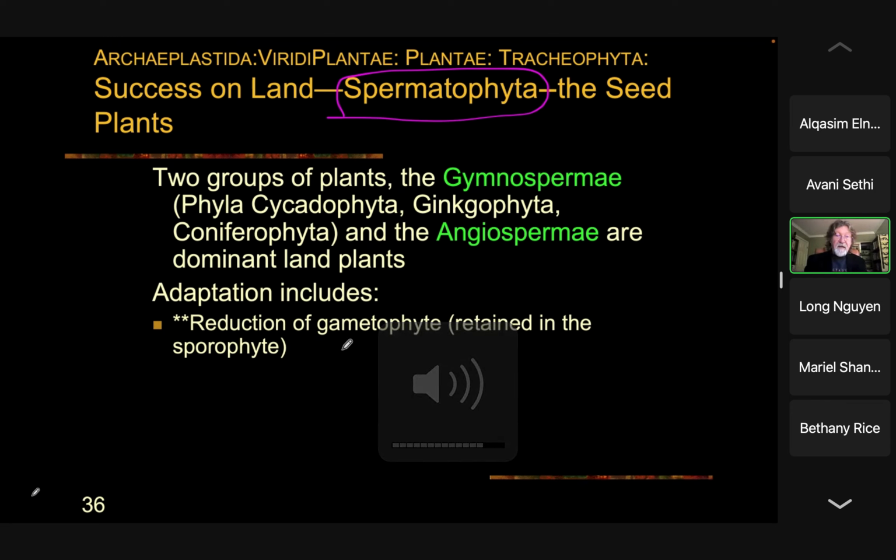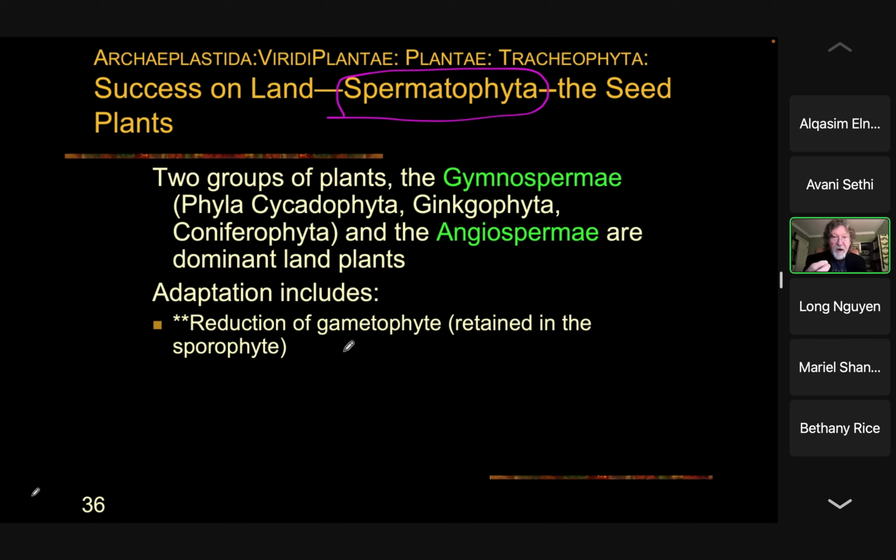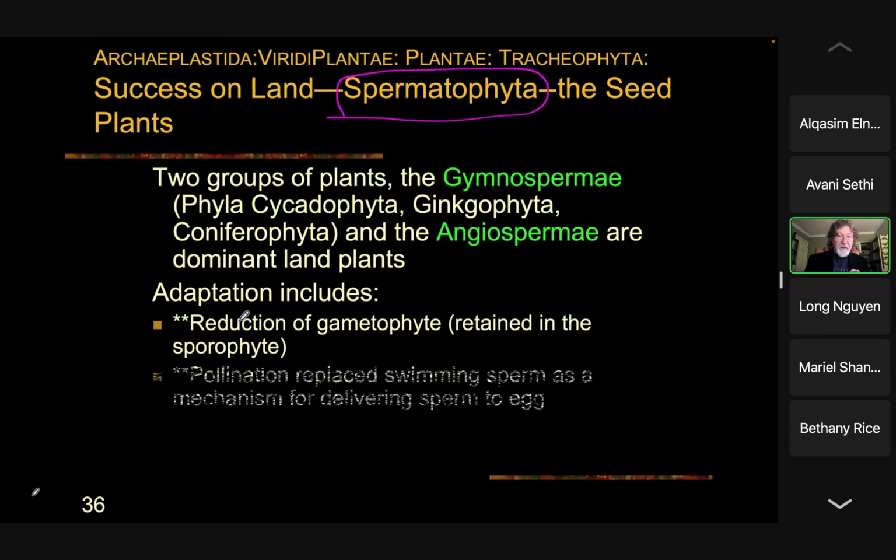Because here the gametophyte has now been reduced even smaller. And we have a complete reversal, in that the gametophyte is retained inside the sporophyte and is completely dependent on the sporophyte. In the ferns, both were independent. Gametophytes were photosynthetic, and the sporophyte depended on the gametophyte for a little bit until it became the dominant plant. Here, the gametophyte is totally dependent and reduced very small inside the sporophyte. And that's an apomorphy for Spermatophyta.